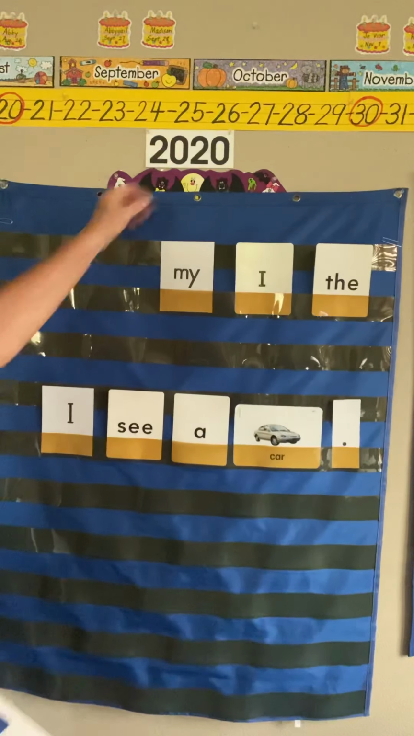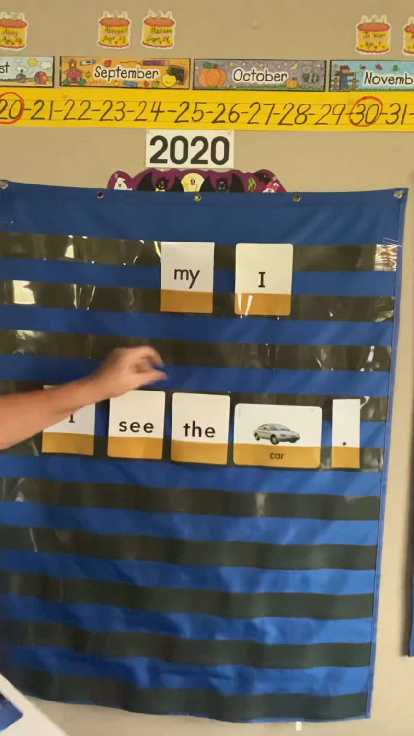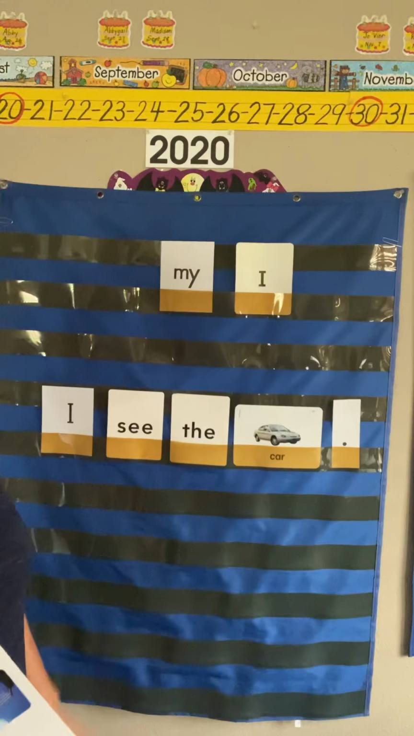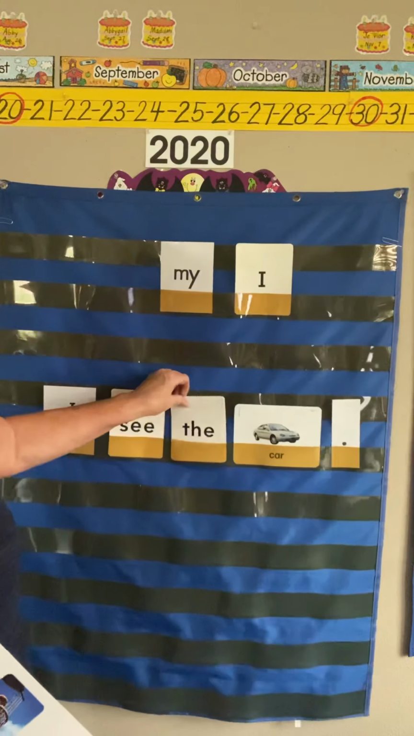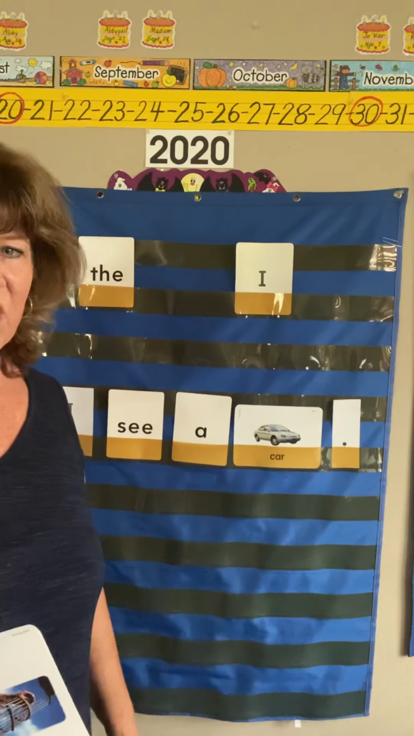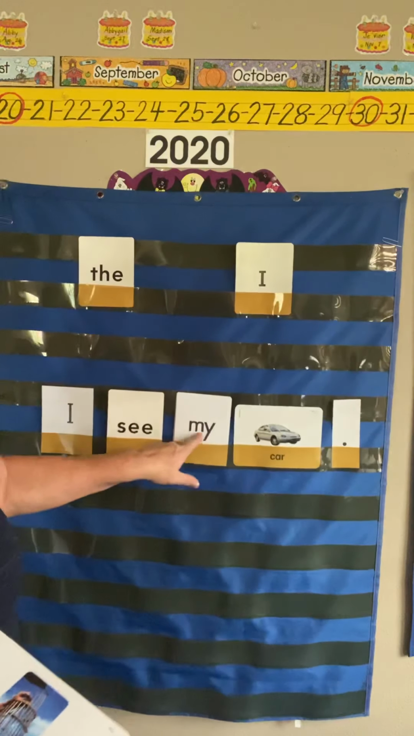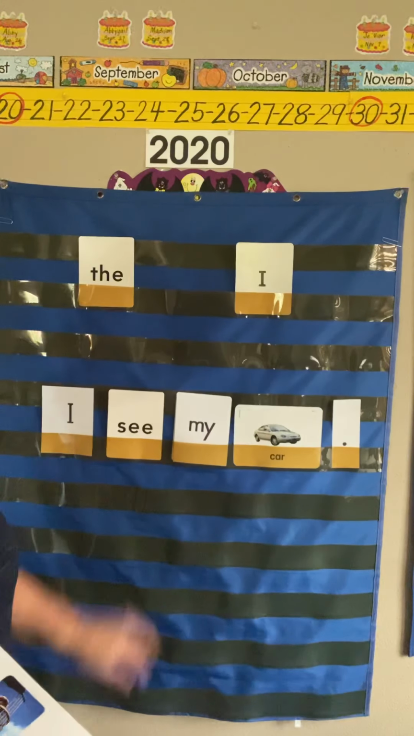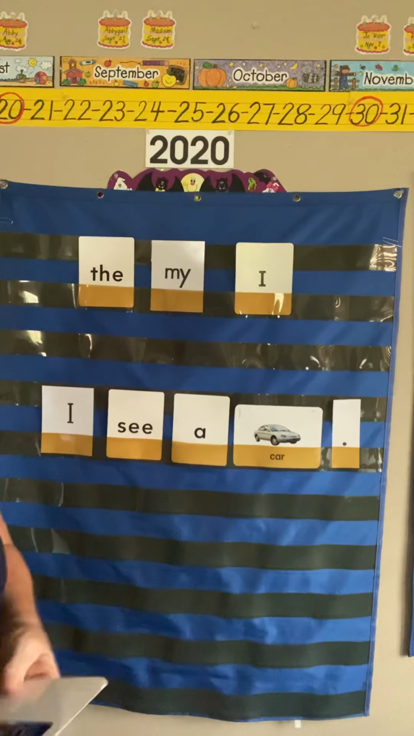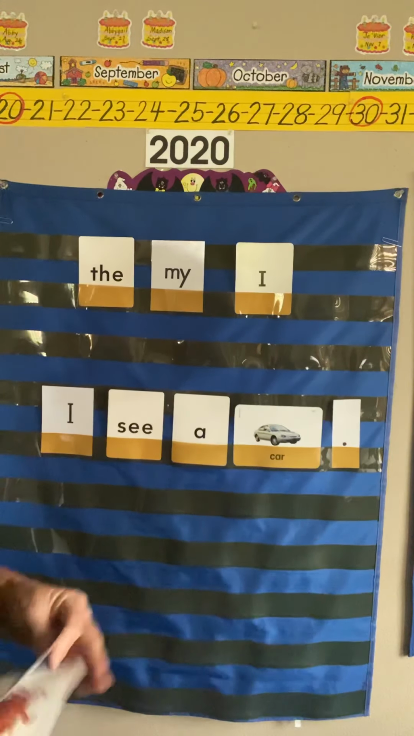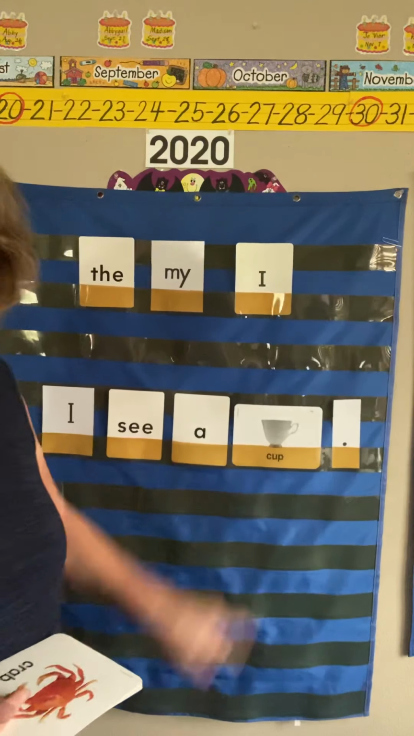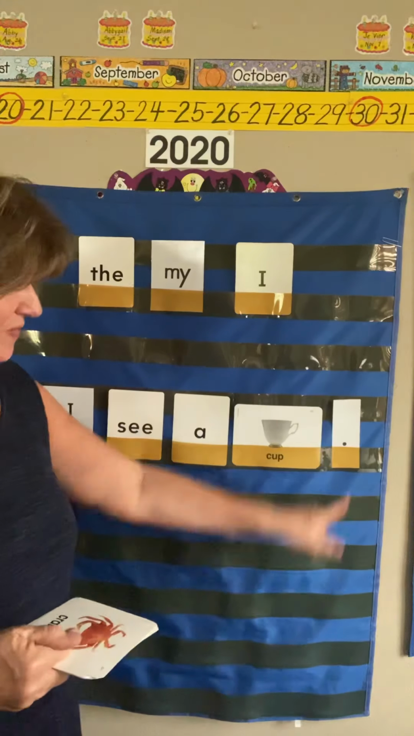Now, would it still make sense if I put the word the here? I see the car. Yeah, I see a car or I see the car. They both make sense. But if the car belongs to you and your family, you wouldn't say I see the car. You would say I see my car, right? It belongs to you. Maybe not to you, it belongs to your family or to your parents, right?